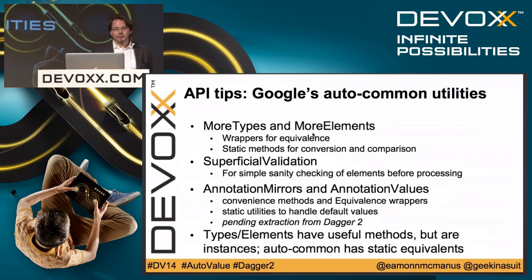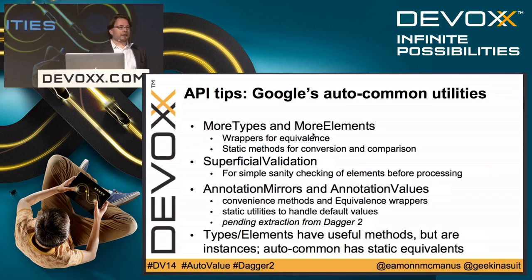That brings me to AutoCommon, which is essentially just stuff that we found very useful in the process of building our annotation processors that we've pulled into a little utility that we've made public. In particular, MoreTypes and MoreElements are just utilities for dealing with those particular kinds of types, type mirrors and type elements, or elements in general.